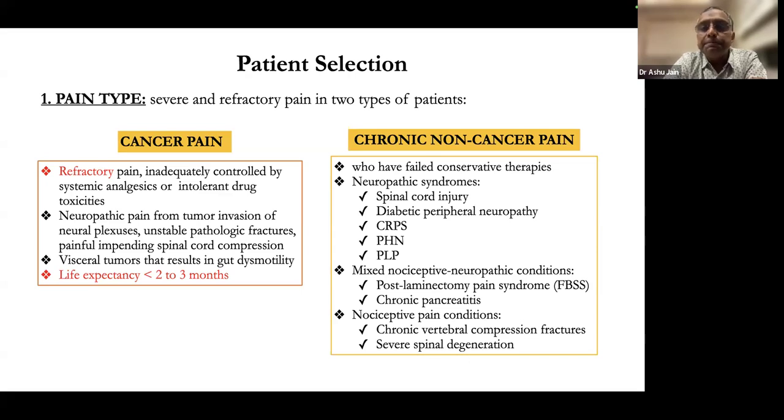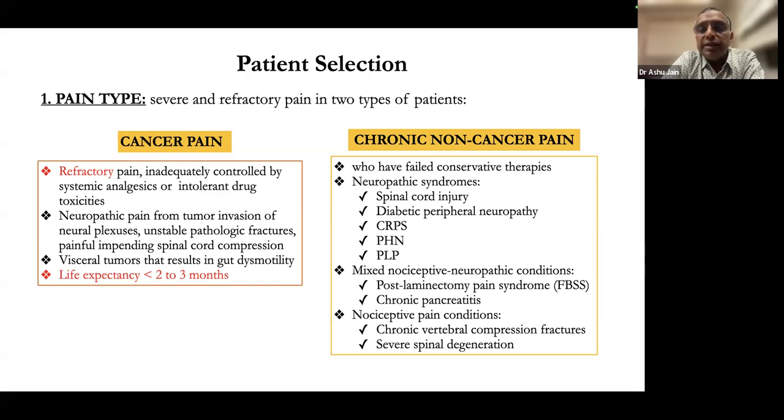Then we come to non-cancer pain, where it is used nicely. Once you take the decision to implant these devices, you should have failed all conservative therapies, either a drug trial or RFA or any other therapy that you can do, because these are costly alternatives. So you should be very careful that you don't choose this therapy straight away before failing other cheaper therapies.